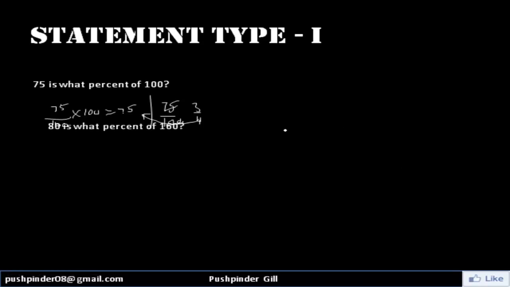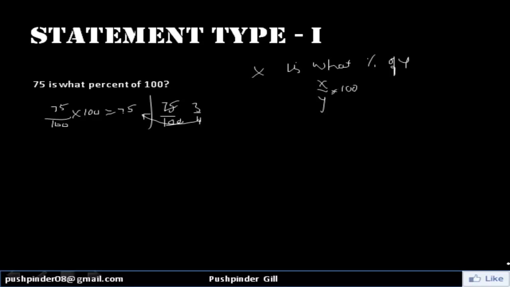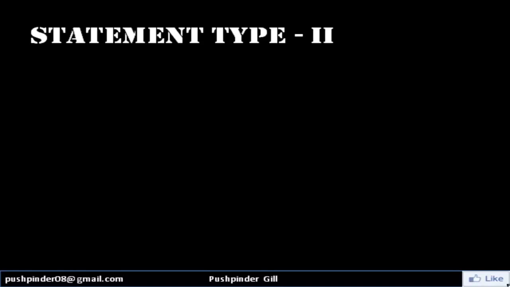So if someone asks you, okay, X is what percent of Y? Then you simply say, it's X by Y, and if you want to convert this fraction into a percentage, you just multiply it by 100. This is simple basic stuff that you must have learned in high school as well, right? The next is, 80 is what percent of 160? You simply say it's 80 by 160, which is equivalent to 1 by 2, which is further equivalent to 50%, right? So it's pretty simple.